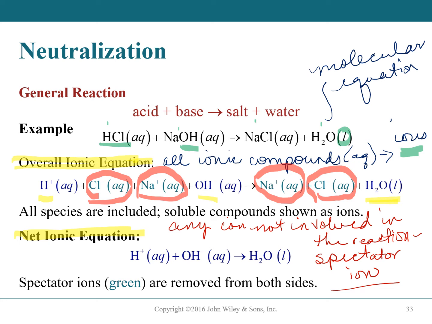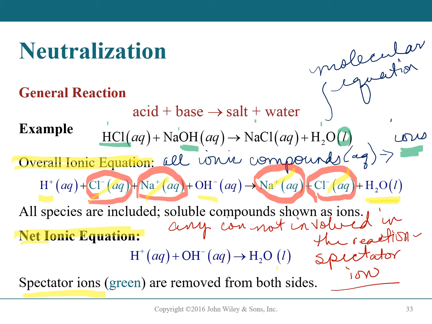So in the net ionic equation, we remove all the spectator ions. So don't use this, don't use that. Now you can say H+, OH- goes to water. And that's my net ionic equation.